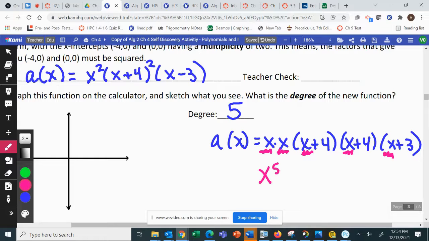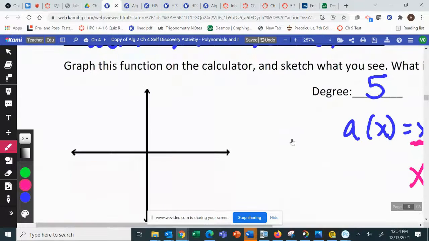By the way, I didn't ask this question, but what's the leading coefficient? We only care that it's positive or negative, but just curious, what is the leading coefficient? It is 1. Because if I multiply all the x times x times x times x, I'm only going to get x to the 5th. So it would be 1 for this one.